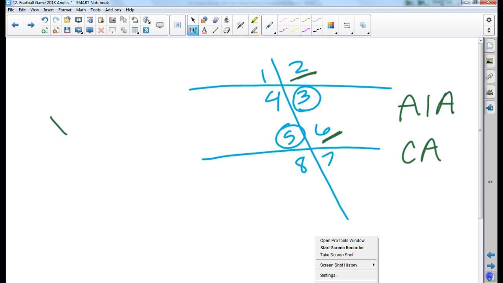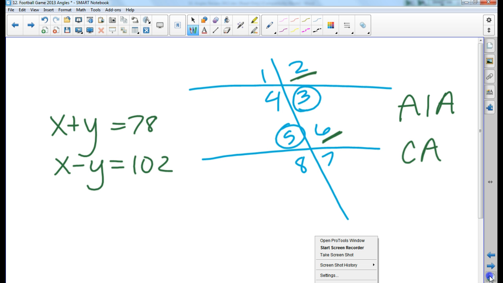So you're setting the first one, 3, equal to 5, because 3 equals 5. And then you were setting angle 2 equal to angle 6, because 2 equals 6. And now, what do you do? You just add them together, because there's a y and there's a negative y. They're going to cancel. What's x plus x? 2x. 2x, y minus y, gone, equals 180. 78 plus 102. They were a linear pair anyways. And then you divide by 2.